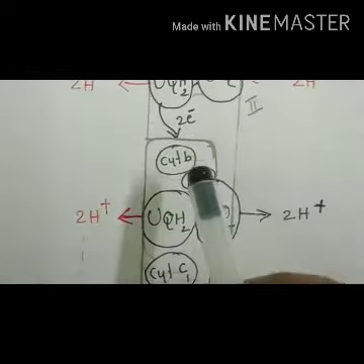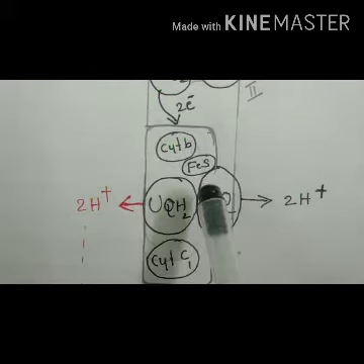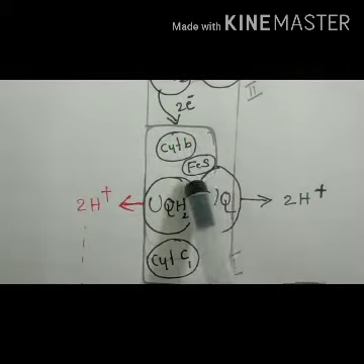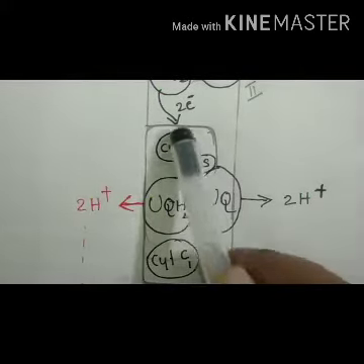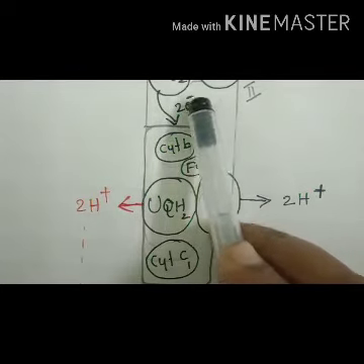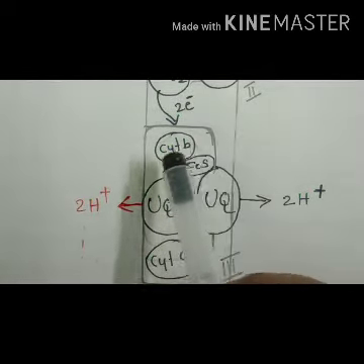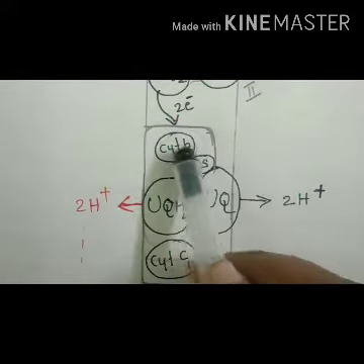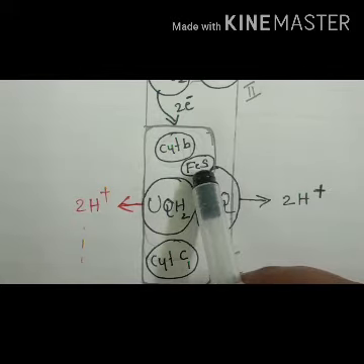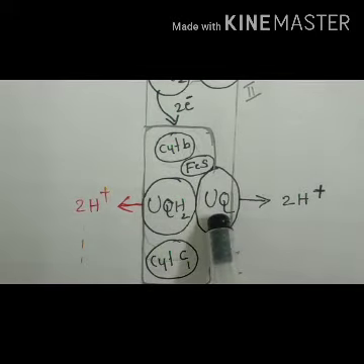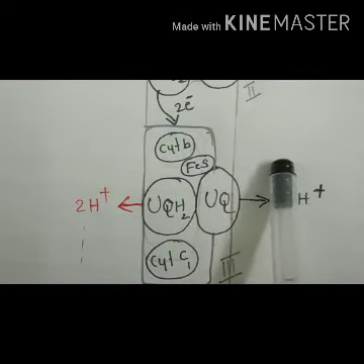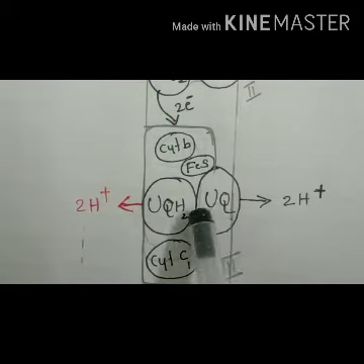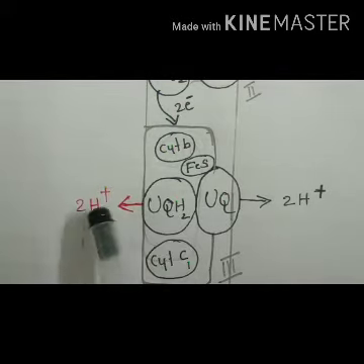The third complex consists of cytochrome B, cytochrome C1, and iron sulfur compounds. From the second complex, the electron is moving to the third complex. First of all, it moves to cytochrome B. Through cytochrome B, it moves to the iron sulfur compound. Then it moves to ubiquinone, and ubiquinone at the same time receives protons from the matrix portion and conveys the protons to the inner membrane space.